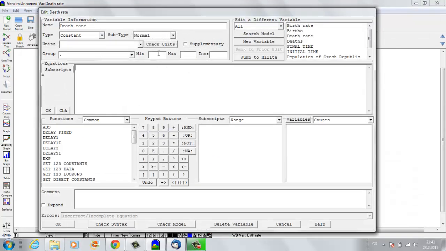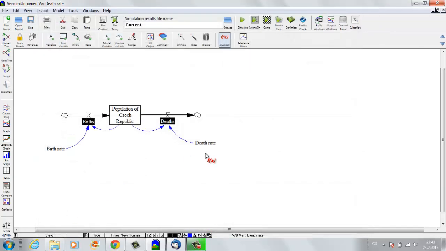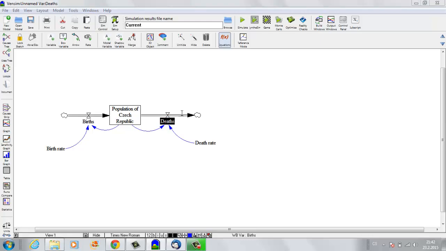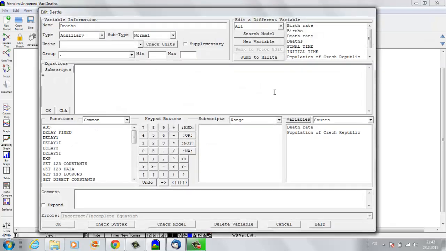Okay, we will set up a death rate, which will be again between 0.5 and 20% with an increment of 0.5. And we will set it up initially at 2%. Now we need to calculate the actual number of births. So it's going to be very easy. Let's take population of the Czech Republic multiplied by birth rate divided by 100. And we can do the same thing for the deaths. So it's population again multiplied by the death rate divided by 100.